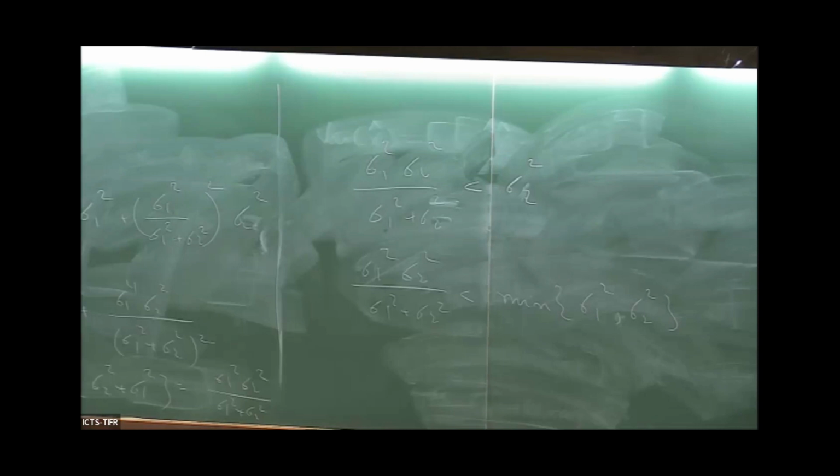Aha! What does it mean? Sigma 1 square was the variance of x1. Sigma 2 square was the variance of x2. The variance of my x hat is less than the variance of the two quantities that go in. In other words, by doing data assimilation, I have reduced the uncertainty. Is that an aha moment? If it is not, I don't think I can make you aha at all.